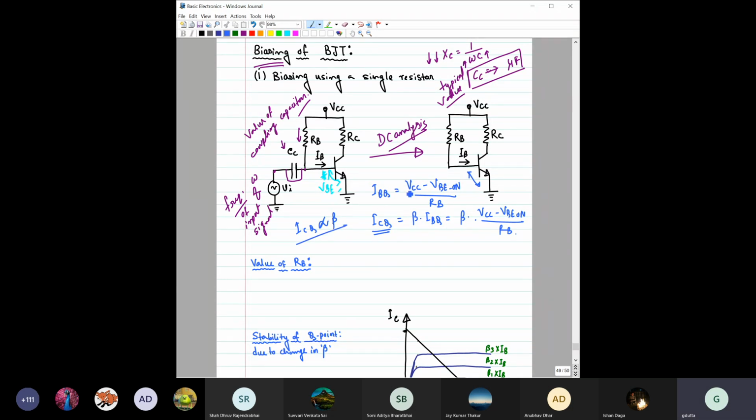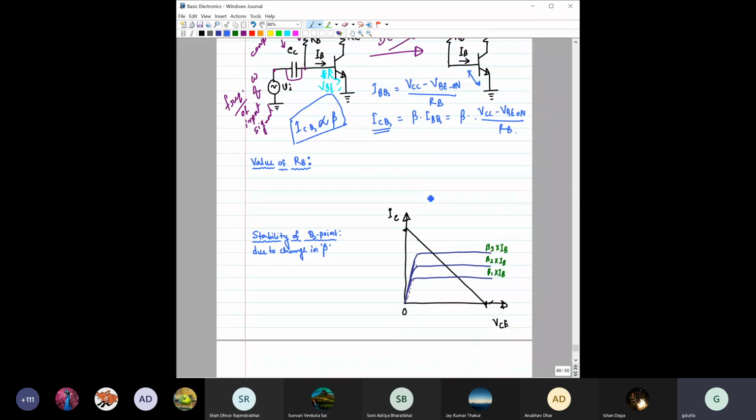That means, if suppose you have designed a particular amplifier using a transistor with a particular value of beta, then if you replace this transistor with another transistor, obviously its beta value will change, as I told you, no two transistors have similar beta. So that will change your ICQ as well. Your collector quiescent current will also change, right? So we can say this biasing technique is not very stable in terms of the variation in beta.